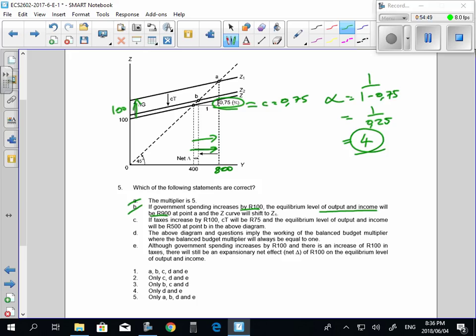Increase in taxes by 100. CT will be 75. That is correct. Why? 0.75 multiplied by your change in taxation. And the equilibrium level of output and income will be 500 at point B. So to calculate your change in equilibrium level of income when you've got a change in tax, it is equal to the change in tax multiplied by the multiplier multiplied by the MPC.